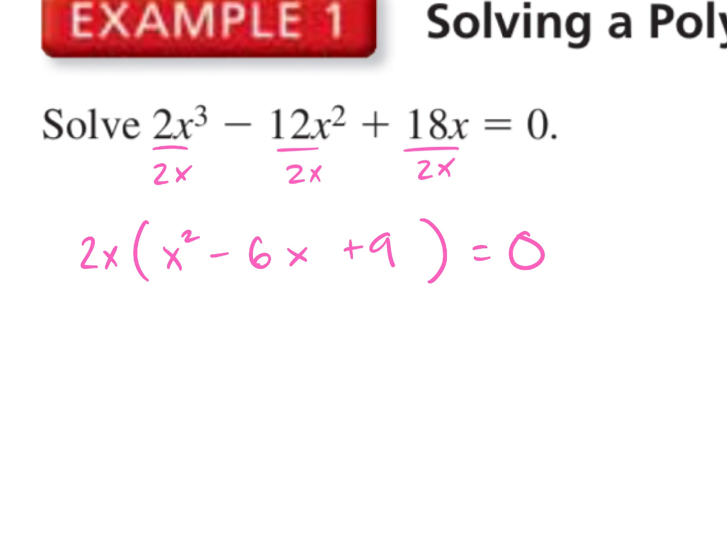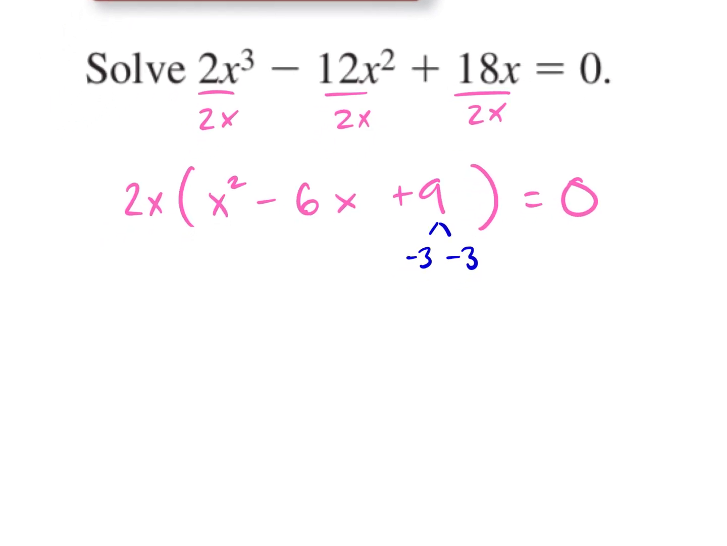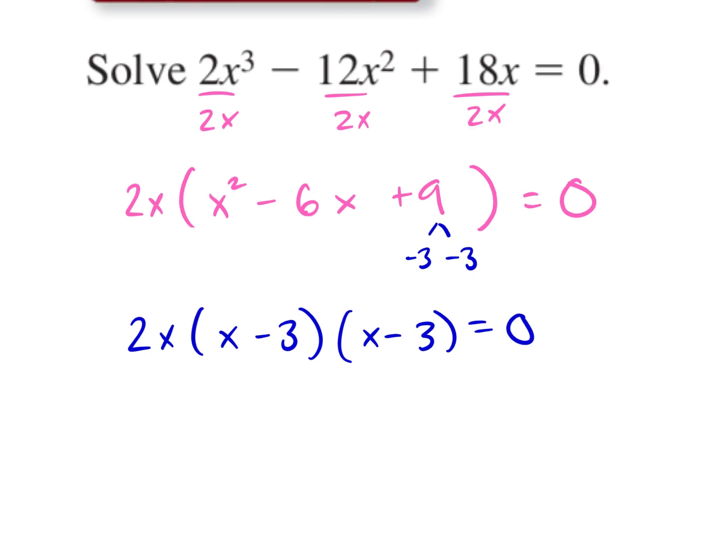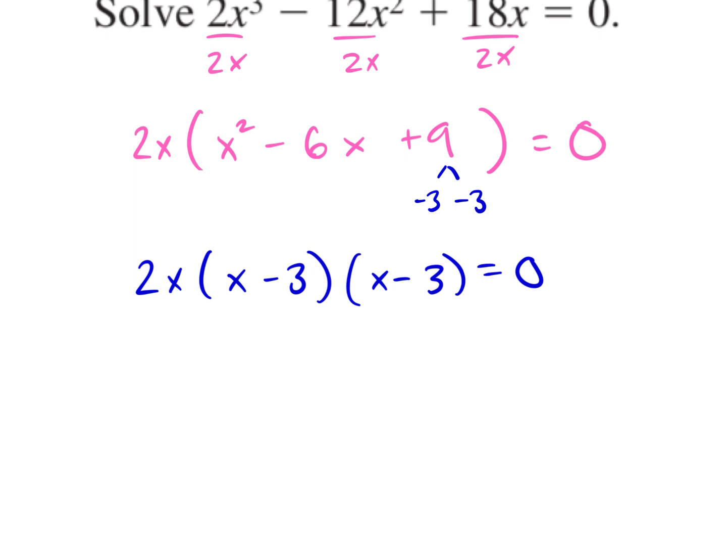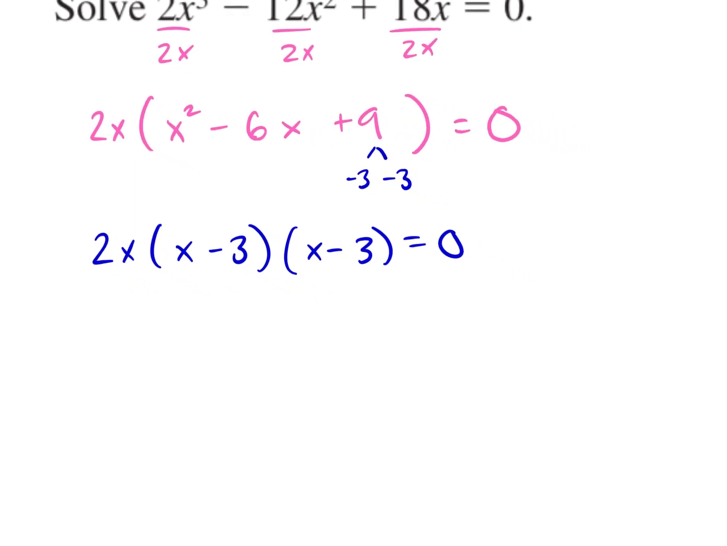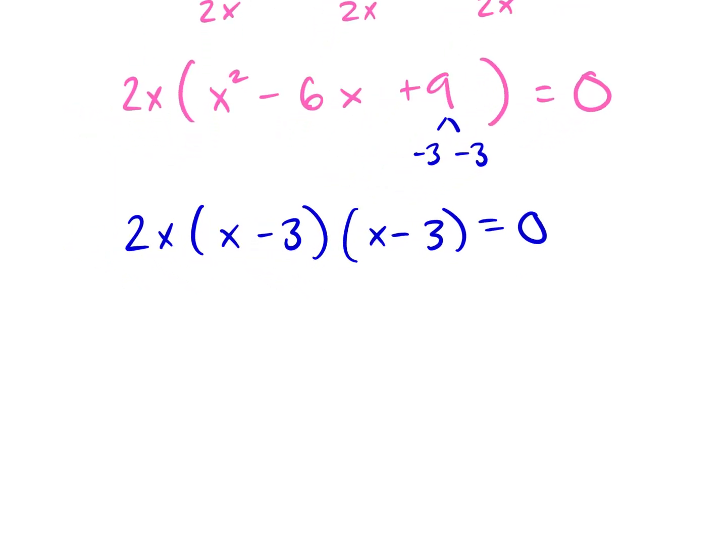Can I factor this anymore? How? So my two factors of 9 would be -3 and -3. So I need that 2x on the outside and x minus 3 and x minus 3. How would I solve for x? What do I do with that equal to 0 part now?